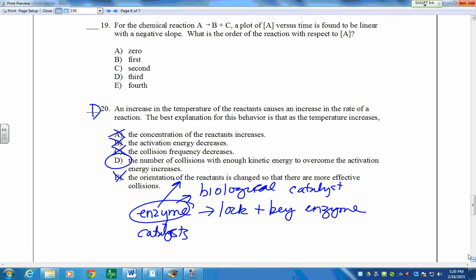They don't actually even lower the activation energy. Well, they do, because they just make the collisions more effective. Maybe in one reaction only 1 in 10 collisions is effective, and then when you throw an enzyme in there, now 1 in 2 is an effective collision, and of course the reaction goes faster.